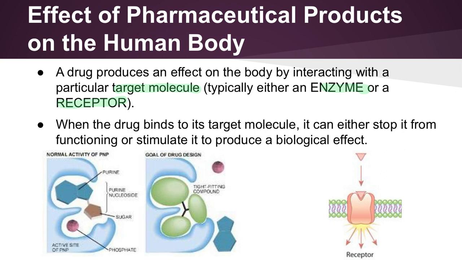And so when the drug comes and binds, it can bind to either the active site of the enzyme, or say this is a receptor protein and it's binding at this site here, then it can produce its effect. And it'll do it in two ways. When it binds, it's going to either stop it from functioning. So if we want the function of that particular enzyme or receptor to slow down, we'll get it to stop functioning. Or it could do the opposite and stimulate it to produce a larger biological effect. So it kind of depends on which way we're going, what the particular effect is here.